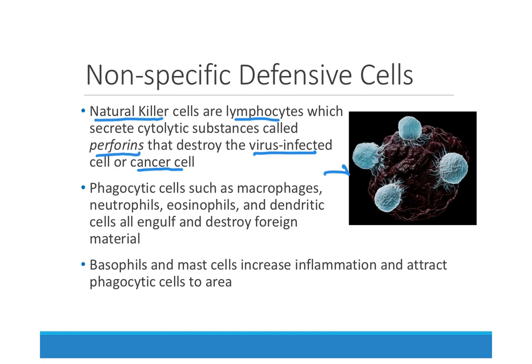And this little illustration over here is trying to show some natural killer cells attacking a virus-infected cell. By putting a hole in that cell membrane, that cell then will fall apart and die.